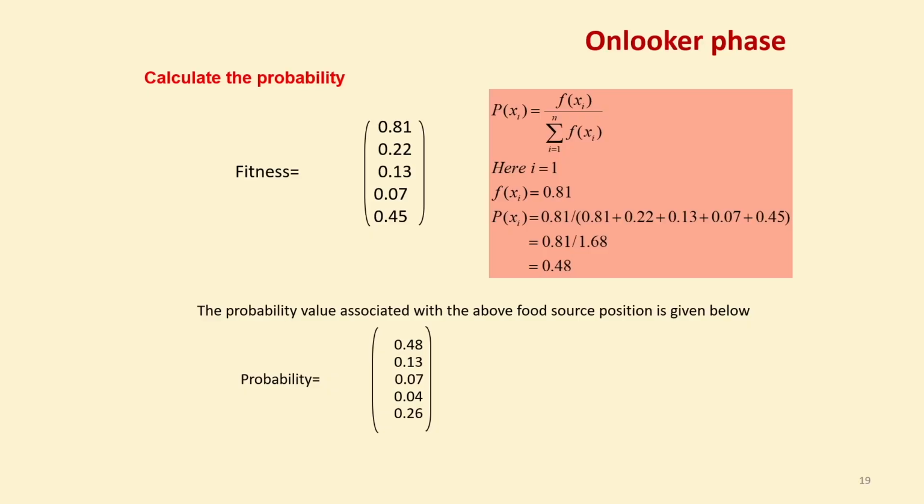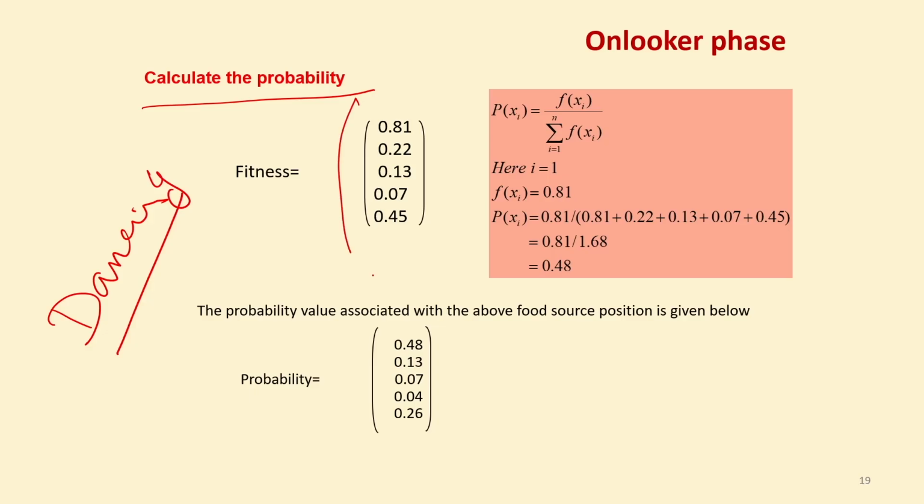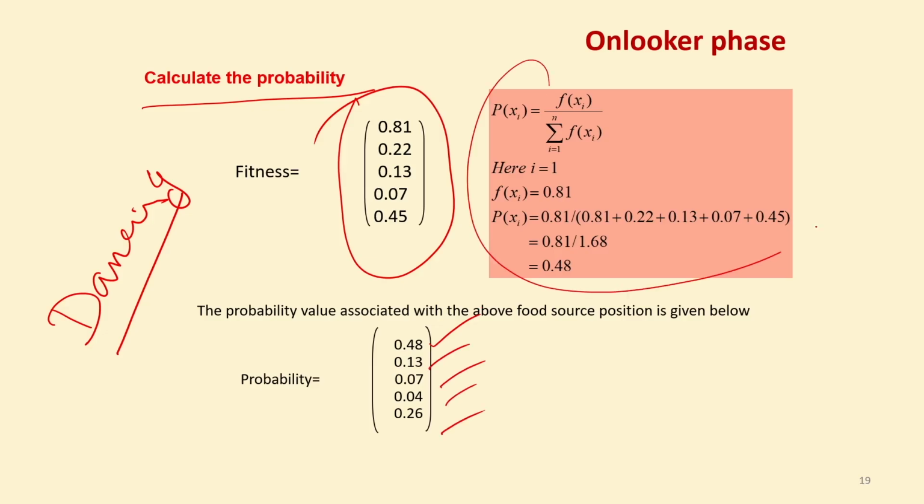Why is the probability calculated, and what is the inspiration of this probability? The probability is the one which is mentioning the dancing phase, right. Based on the dancing phase, if we look at it, see this 0.81, the probability is calculated. 0.81 has 0.48 chance, 0.13 chance, these are the probabilities. How are these probabilities calculated? This probability is calculated as the individual value 0.81 divided by the summation of all these values.